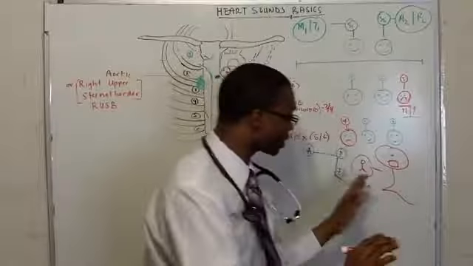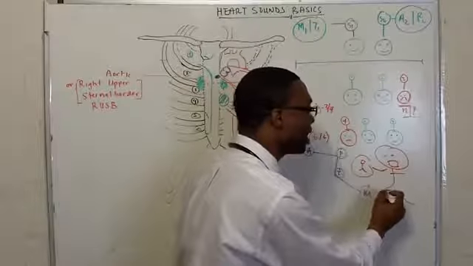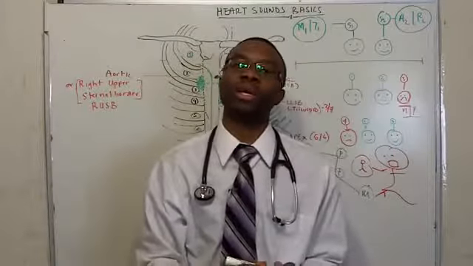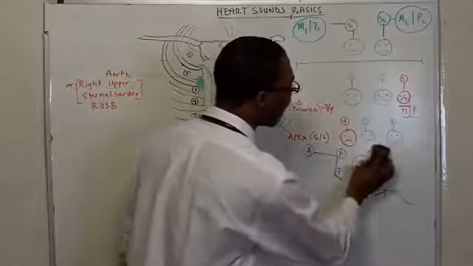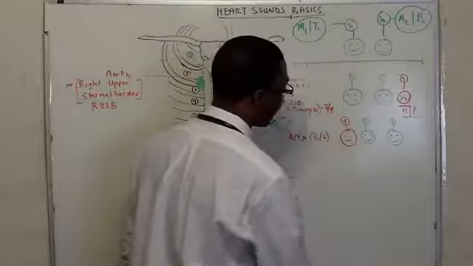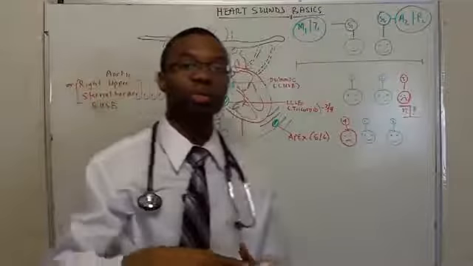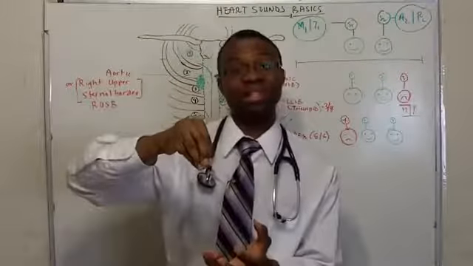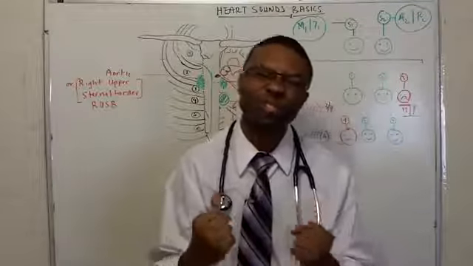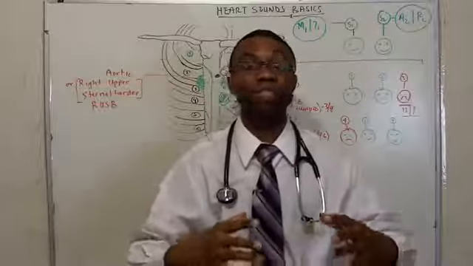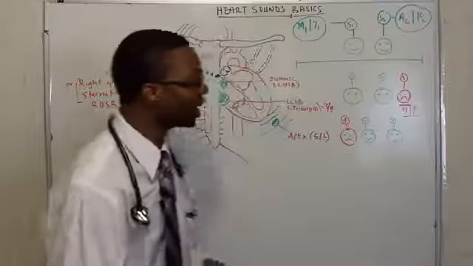Push! And he's trying to push. This tiny little kid is trying to push this guy. He's like, oh my, what are you thinking? Yeah, that's what happens when you have an S4. An S4 is an atrium trying to contract against what? A non-compliant ventricle, a stiffened left ventricle, usually left ventricular hypertrophy. So now let's hear S4.